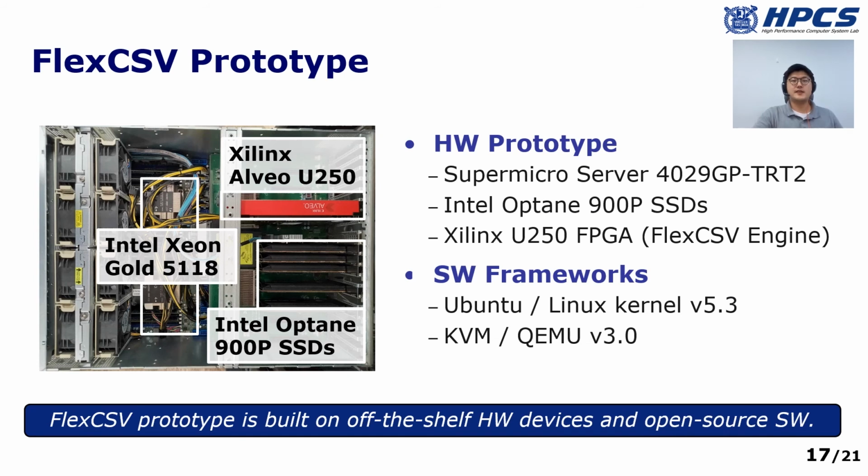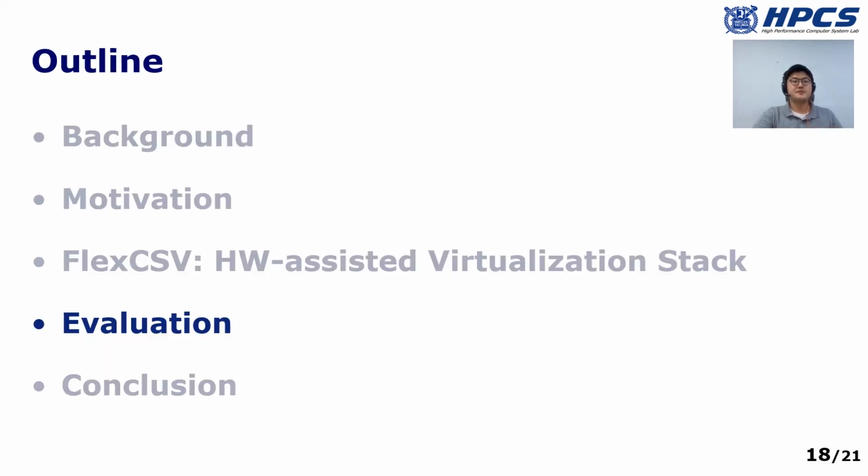To evaluate FlexCSV, we implemented our prototype on off-the-shelf devices and open-source software. Our current prototype implements 8 operator slots with the FPGA's partial configuration support and allows an operator to be shared by 4 VMs through the operator renaming feature. Let's move on to the experimental results.